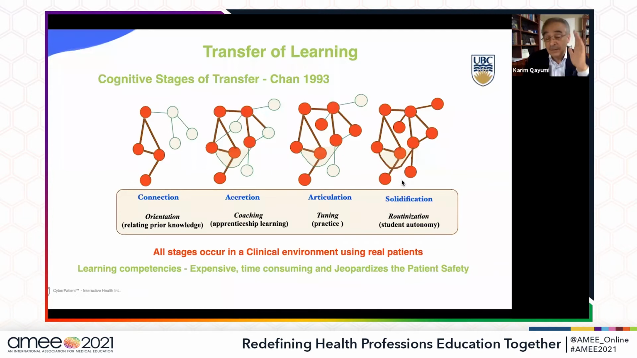And then they go to the final stage of solidification, when they practice this so much that the new encounter with the old encounter together forms a new, solid cluster that makes the students do this automatically. And it's called routinization. So the problem with medical education is that most of the competencies, not just knot tying technique, all the competencies, go through the same stages.